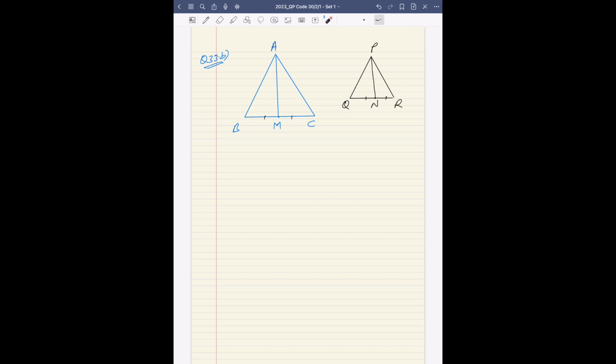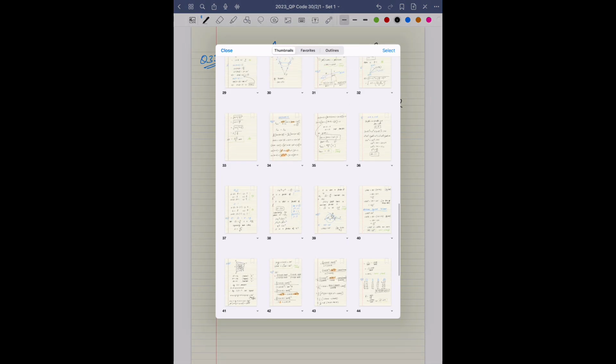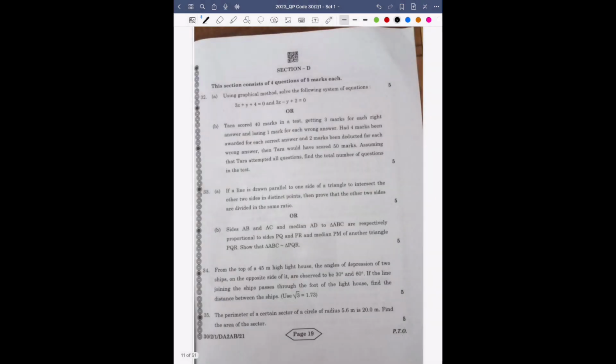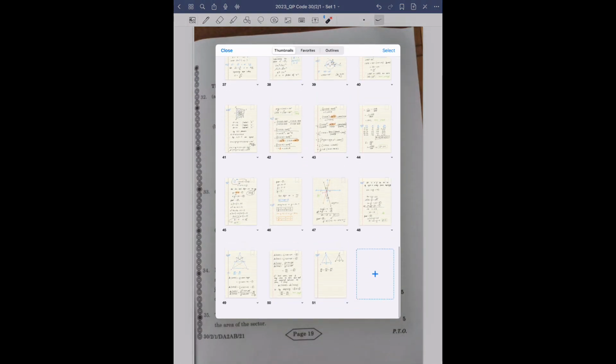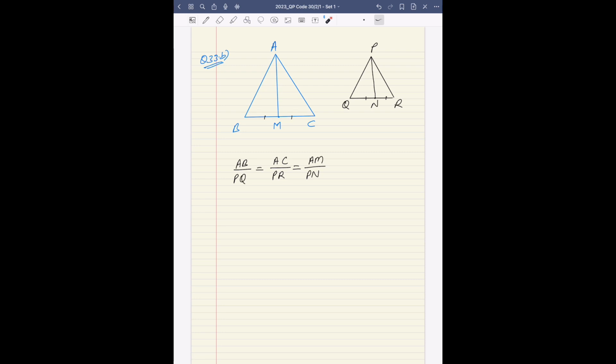Fine. Now the condition given is that AB divided by PQ is equal to AC divided by PR is equal to AM upon PN. This condition is given. Let me show you the question again. It says that sides AB, AC and median AD of triangle ABC are respectively proportional to these sides. So AB is to this, AC to this and AD to this. Now let's get on with the solution. This is the condition given. Call it equation 1. I'm going to bring it down.